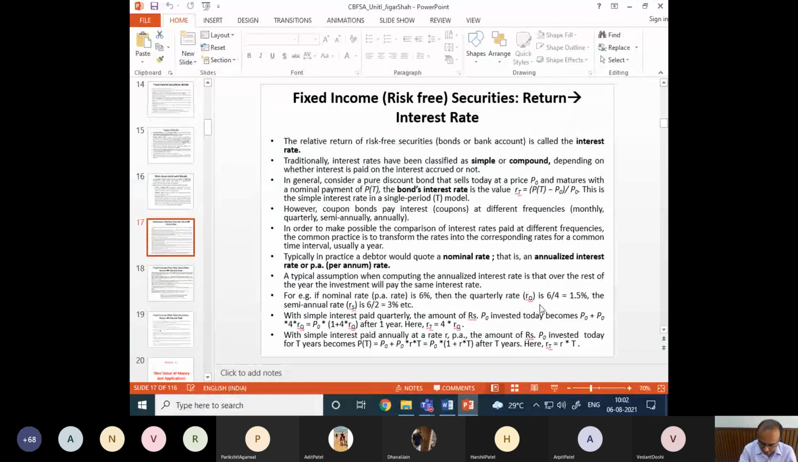So let me recall what we have done in the last lecture. Last lecture we saw the interest rate calculation for fixed income securities, the so-called risk-free securities. However, we have seen they are not actually risk-free. There are certain risks associated with the bonds as well as some other risk-free securities. So let me summarize what we have done in the interest rate calculation.